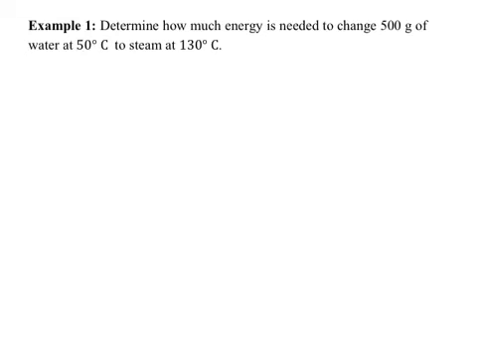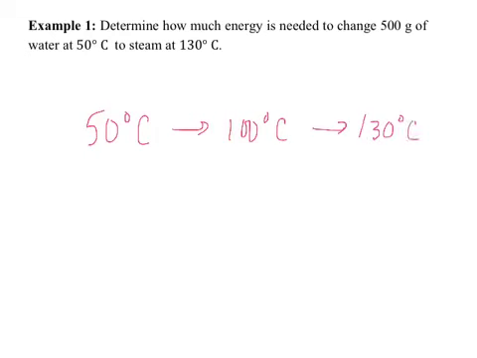So what really happens is it goes from 50 degrees Celsius, it absorbs some heat, it goes up to 100 degrees Celsius, it absorbs more heat to change phase, then it goes from 100 degrees Celsius to 130 degrees Celsius by absorbing more heat. So there's 3 stages here. Heat needed to change the temperature, heat needed to change the phase, heat needed again to change the temperature. Now, we could sum these together at the end of the problem to get a final value.